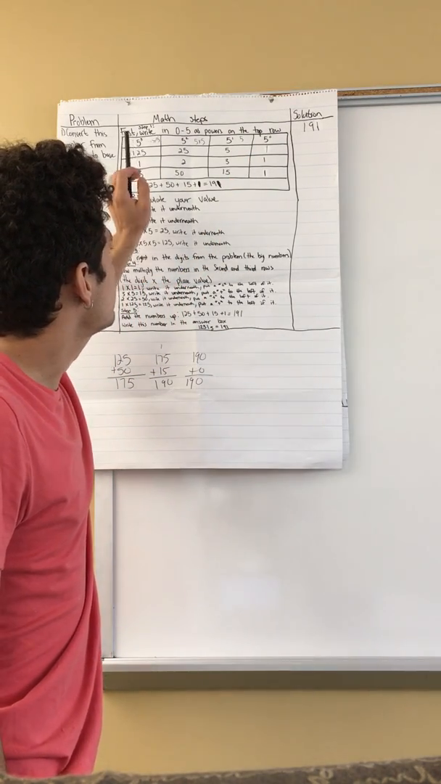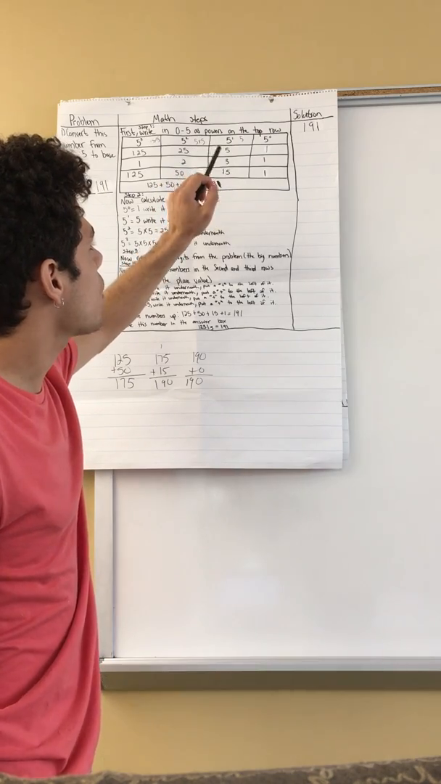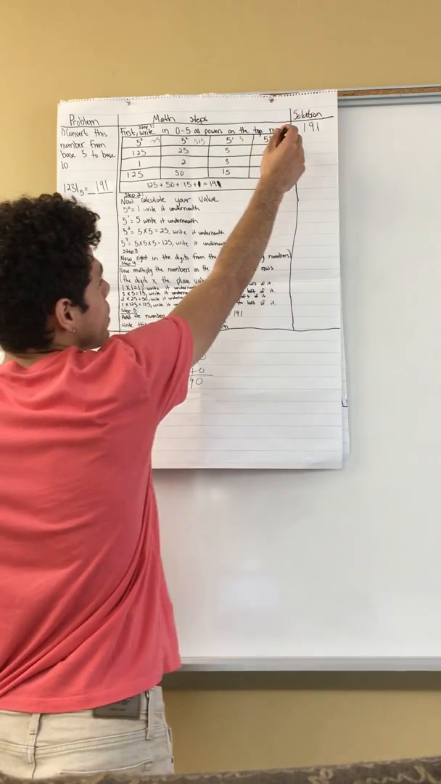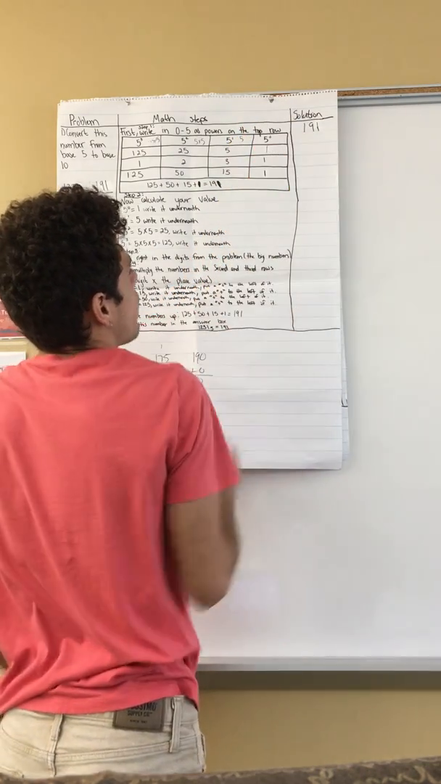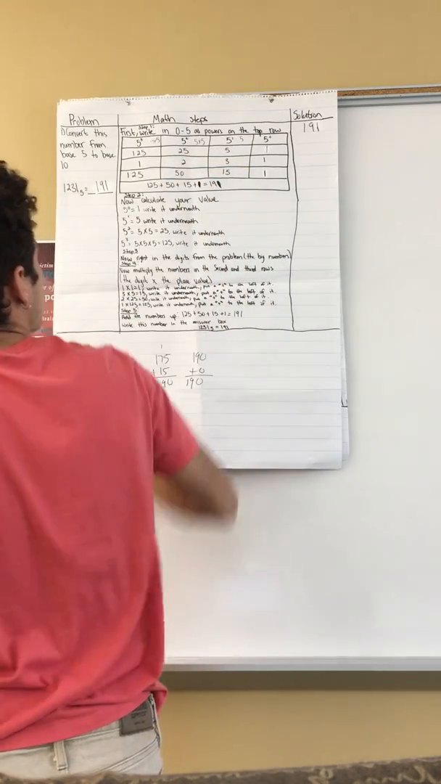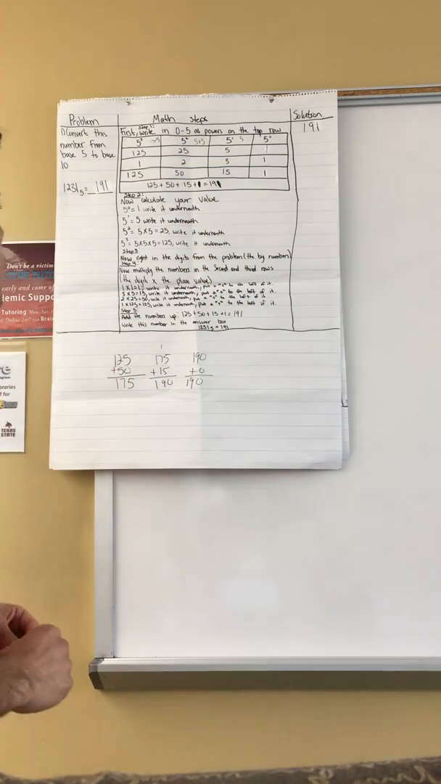Now we're going to write in 0 through 3 as the powers on the top row. Remember what a power is. It's a small number in the top right corner of the 5. So we're going to start with 0, 1, 2, 3. Okay? Step 2. Now we're going to calculate our values.